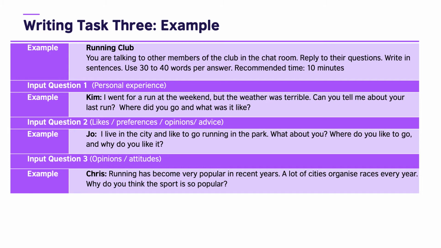The writing paper will provide the context of an online club or society, for example, a running club or a book club. Task 2 is simply an introductory question on the topic. Task 3 includes 3 separate questions on the same topic, which again progress from a personal to a wider perspective.